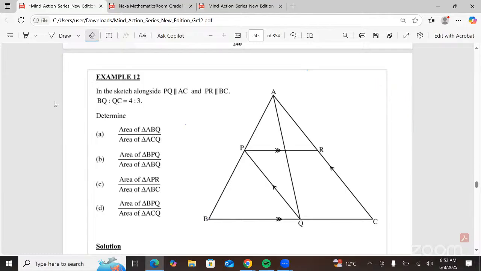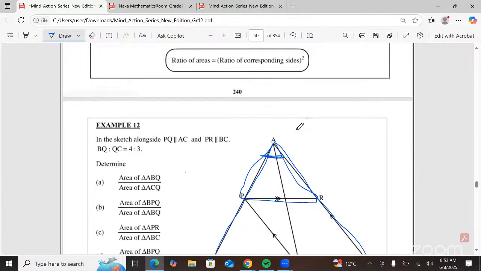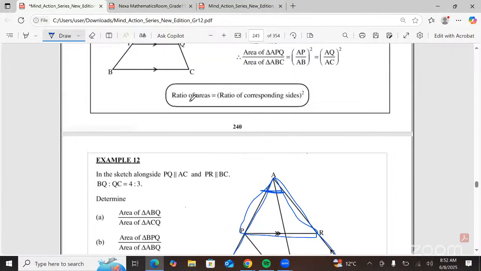For this one, we have triangle APR, which is this one here, and triangle ABC. Where is ABC here? Okay, then they share that angle A. Therefore, we are not going to go for that formula of area that has a height. We are going to use the area rule, whereby the ratio of the areas is the ratio of the corresponding sides squared.